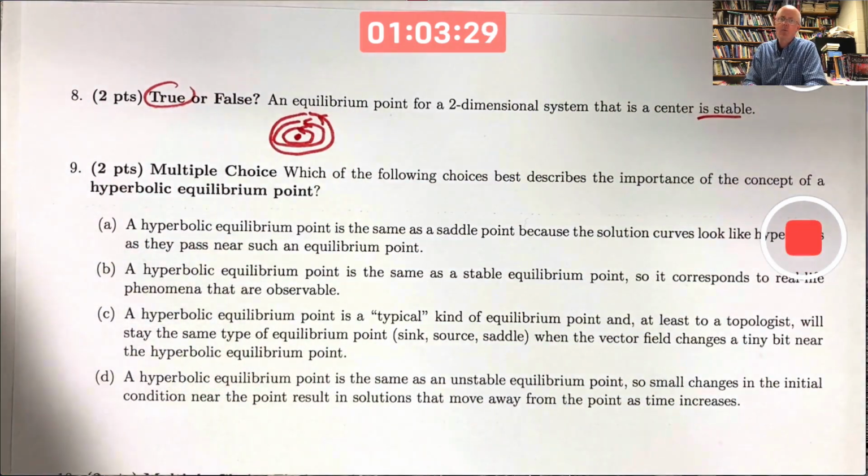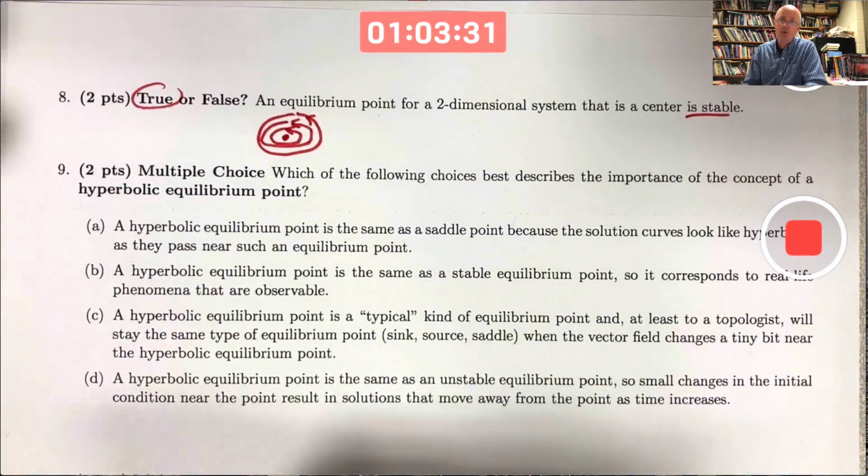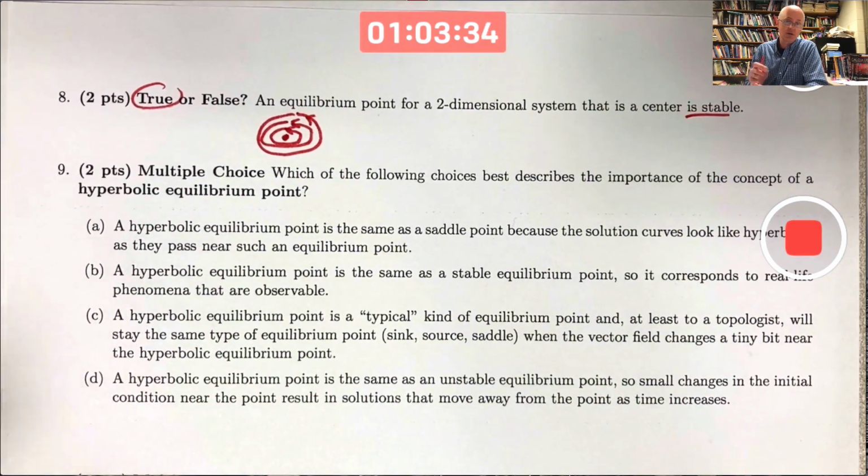Unstable would include things like saddle points or sources. You start near the equilibrium point, but you're not on it. Well, for a source, you're for sure going to go away from it, far away. And for a saddle, certain solutions will go far away from it. It's related to the unstable proof from problem number 2.